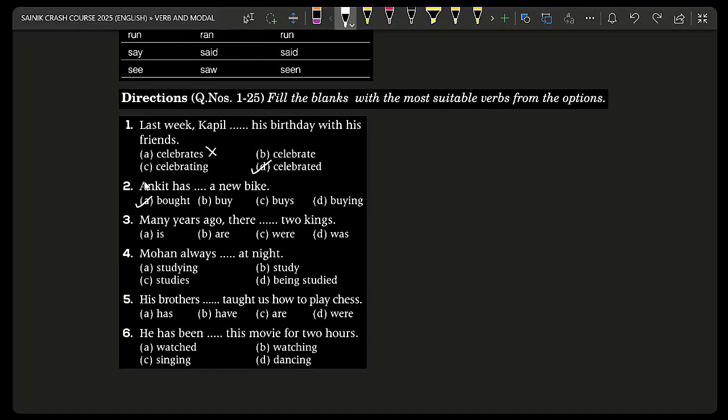Very good. Third question. Many years ago, there dash two kings. Many years ago, there were two kings. Was or were? Were. Why were? Why not was? Sir, many years ago there was two kings. It is not a sentence. Why don't you choose was? Because two kings are plural. Plural means we have to use were.